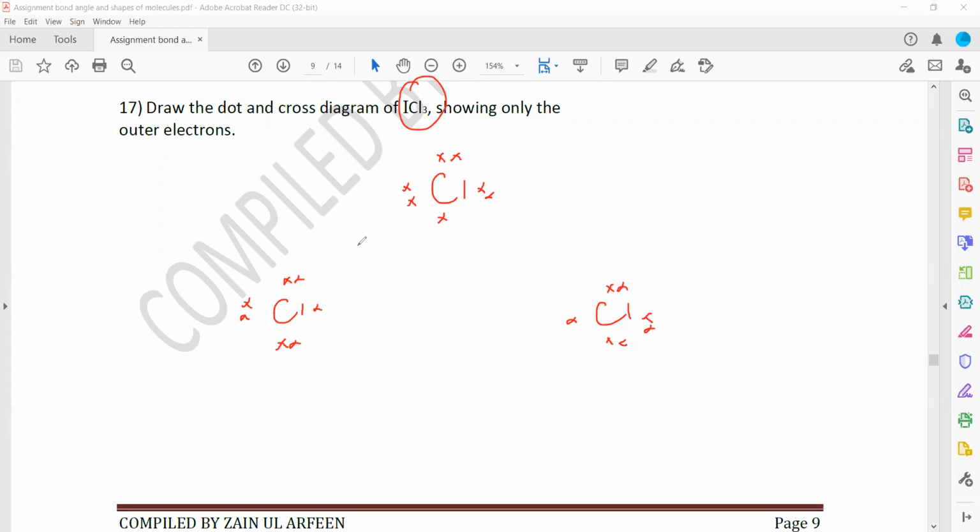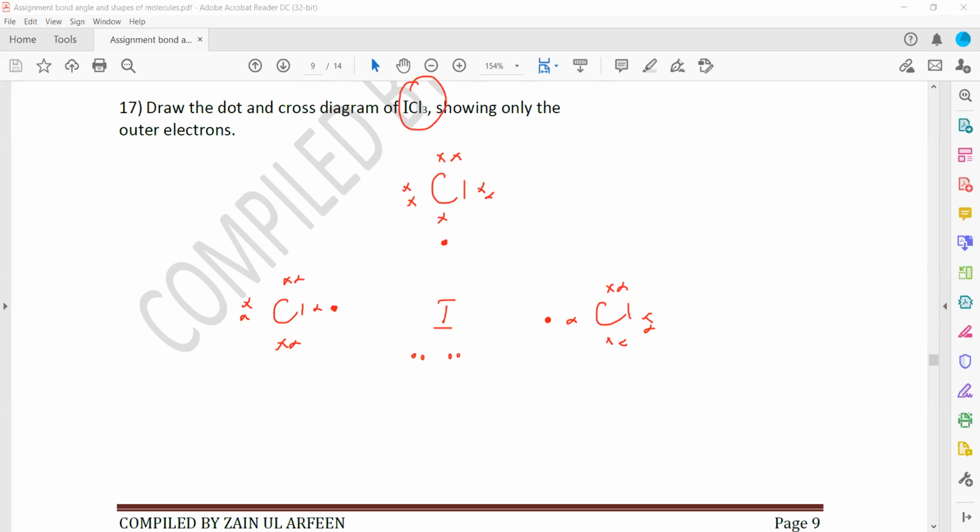So this is an exception. So what happened in this ICl3? Each chlorine shares 1, and iodine shares 1 from that side. Chlorine shares 1, iodine shares 1 from that side. Chlorine shares 1, iodine will share 1 from that side. So how many are left, because iodine also belongs to group 7? So 3 are shared. There are 7 electrons, so 1, 2, 3, 4 will be left.